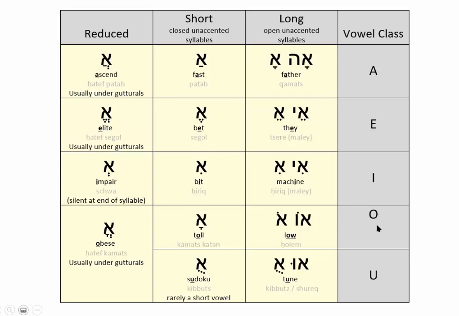The O-class vowel that is long is called holam. It too can have a mater lectionis vav, but the holam, unlike the other vowels, is written over the letter and to the left rather than under the letter. This holam is pronounced like a long O sound, as in low.